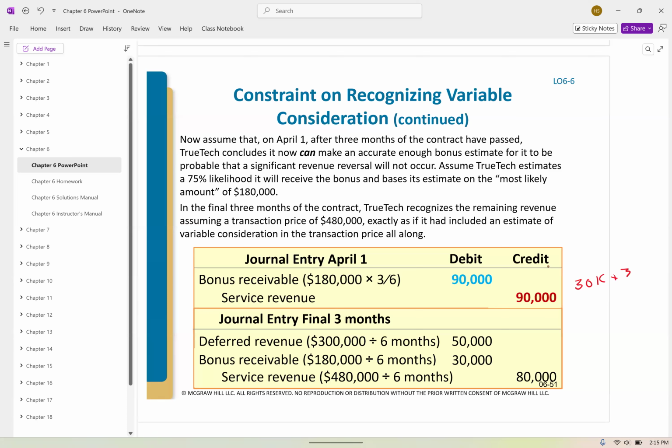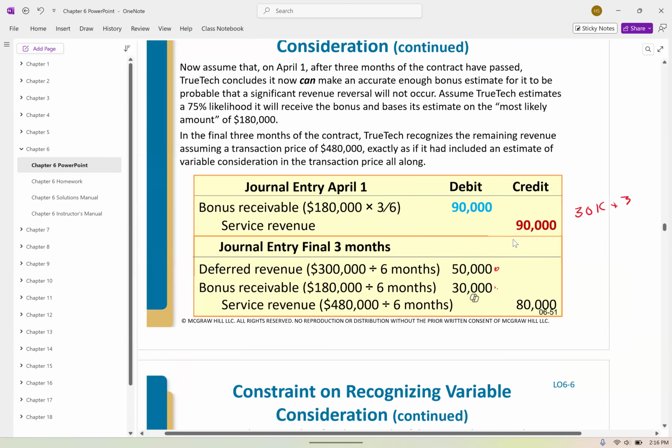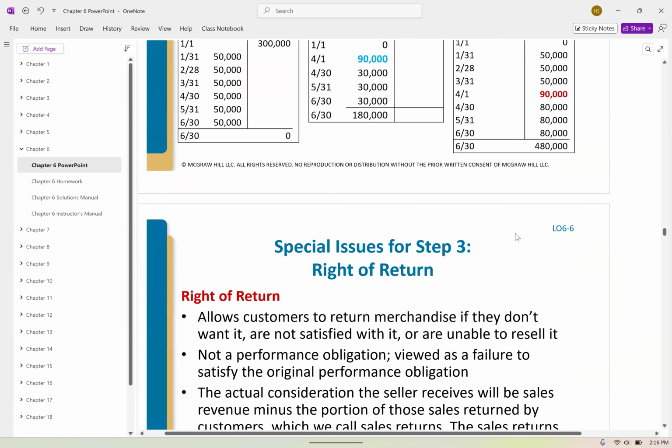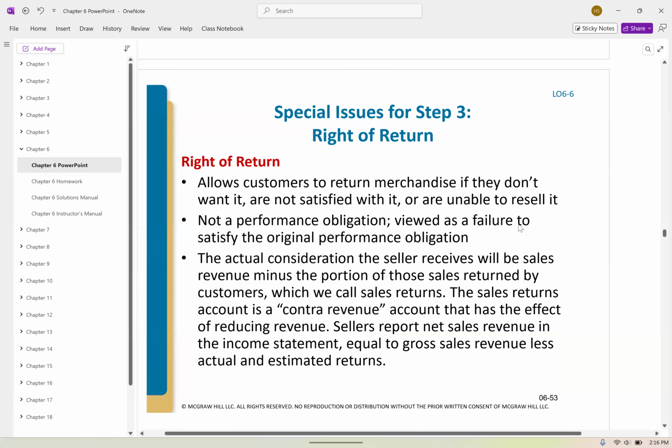Record it as revenue. The journal entry for the final 3 months will look exactly like that other one that we had. The 50,000 from what was deferred, we've already gotten cash for it, and then that 30 every single month after that. And your T accounts will look like that. The last thing in this video, we talk about the right of return.